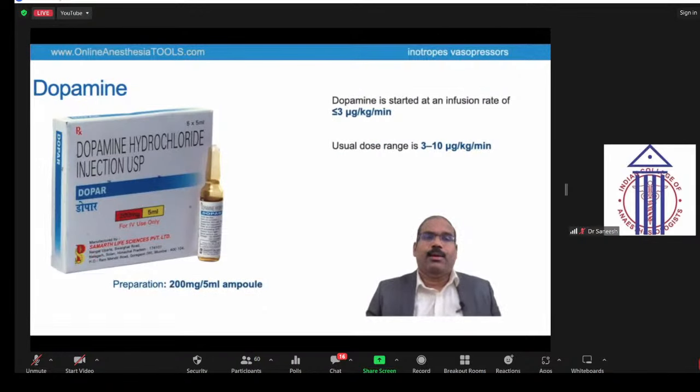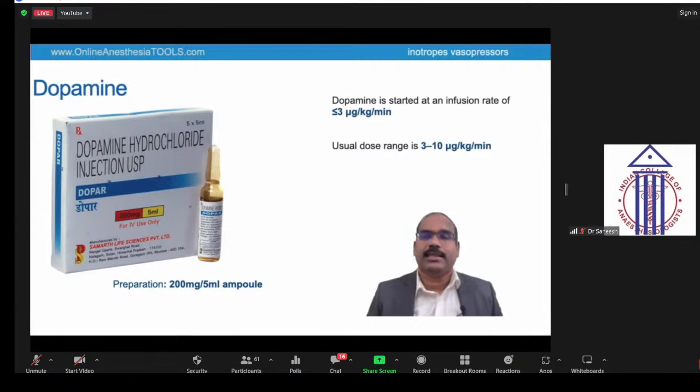Okay. Dopamine is the next drug. It's a naturally occurring neurotransmitter and precursor of norepinephrine. It acts on several receptors. At lower doses, 2 to 5 micrograms per kg per minute, it stimulates dopaminergic receptors. This leads to vasodilatation in renal, mesenteric, coronary and cerebral vessels. At this dose, dopamine induces natriuresis, although no definitive evidence for improvement in renal function exists with this so-called renal dose of dopamine. Intermediate doses, 5 to 10 micrograms per kg per minute, increase the cardiac contractility and chronotropy.